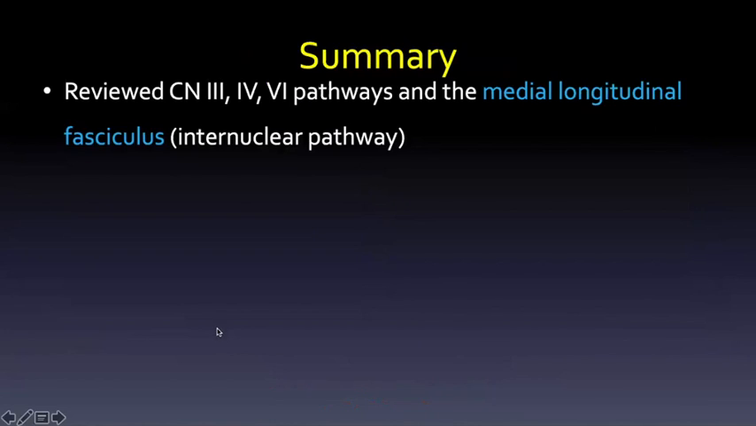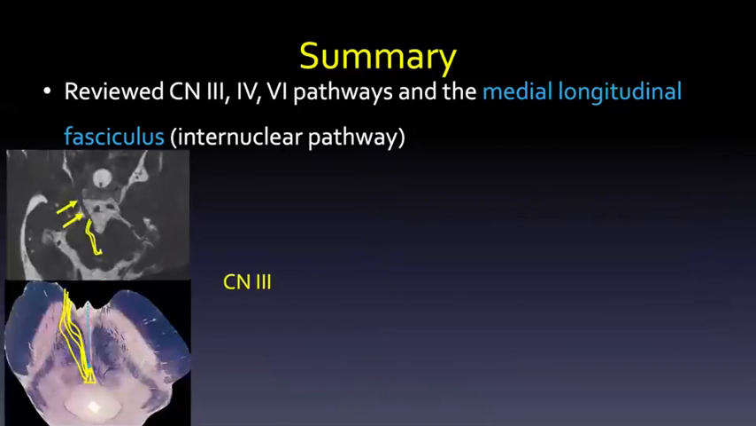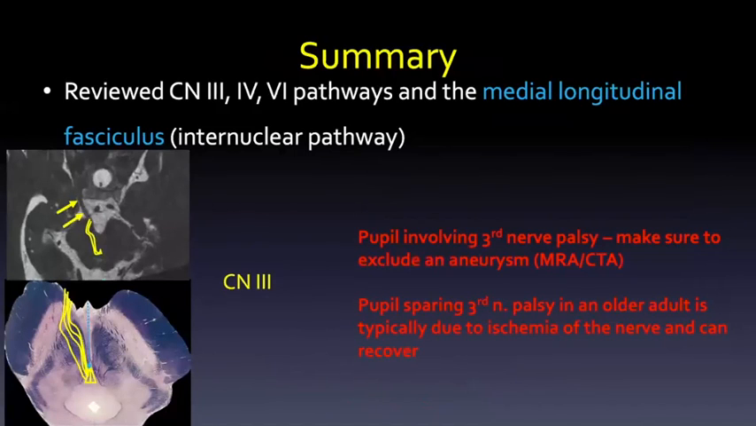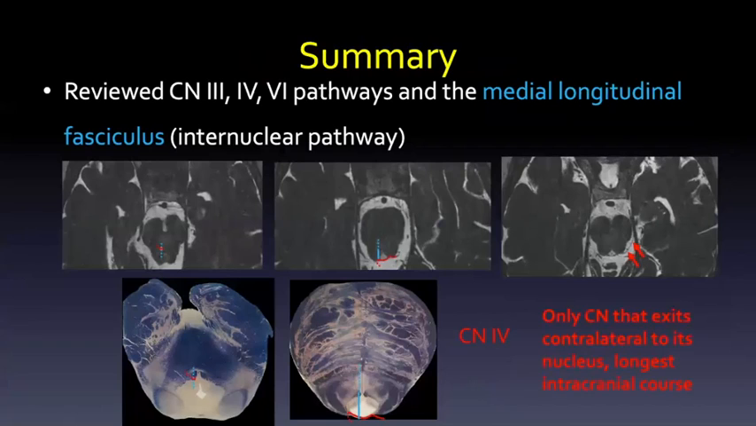So in summary, we've reviewed the pathways and presentation of cranial nerves 3, 4, and 6, and the internuclear pathway of the medial longitudinal fasciculus. Remember, in cranial nerve 3, workup for a pupil-involving third nerve palsy should include an MRA or CTA to exclude an aneurysm. In cranial nerve 4, we have a unique cranial nerve pathway where the nucleus is on the opposite side to the affected superior oblique muscle. It has the longest intracranial course and can be easily damaged in trauma.